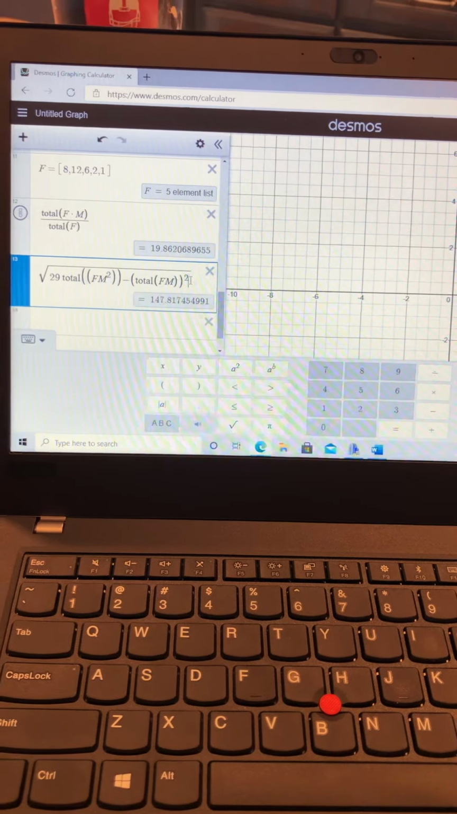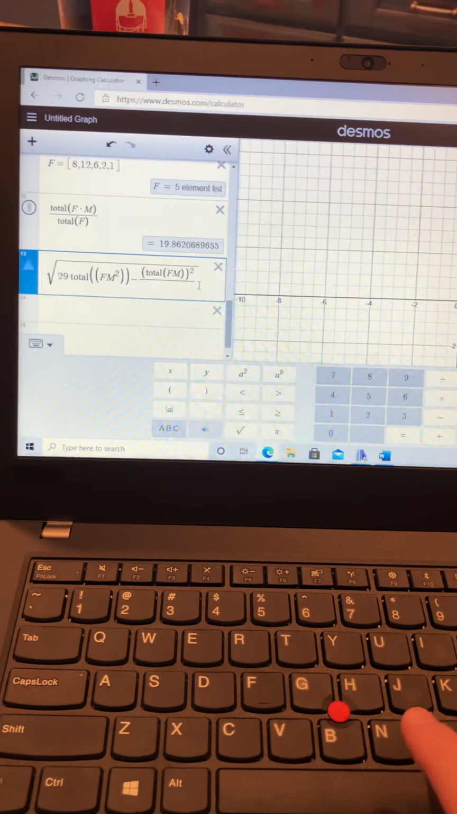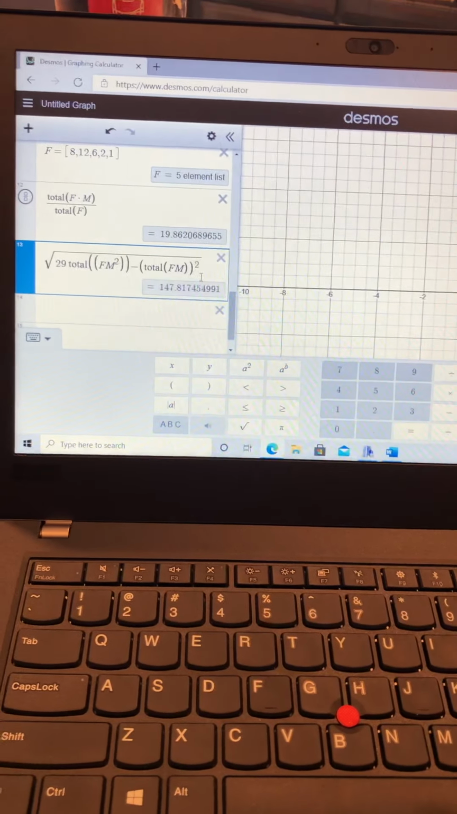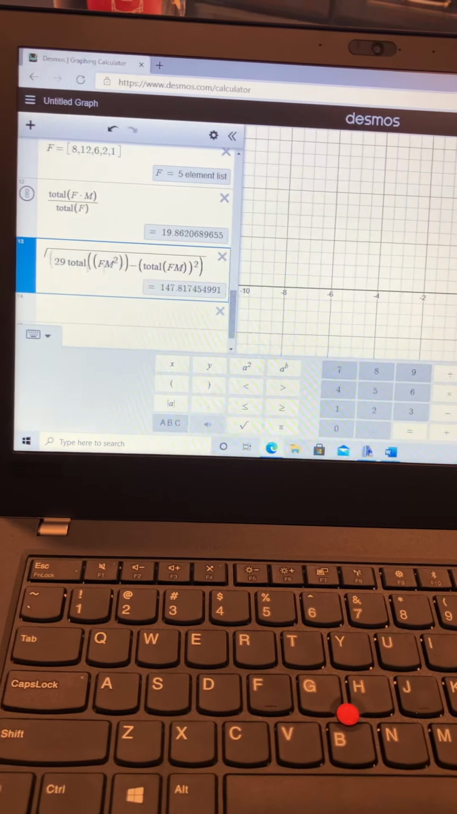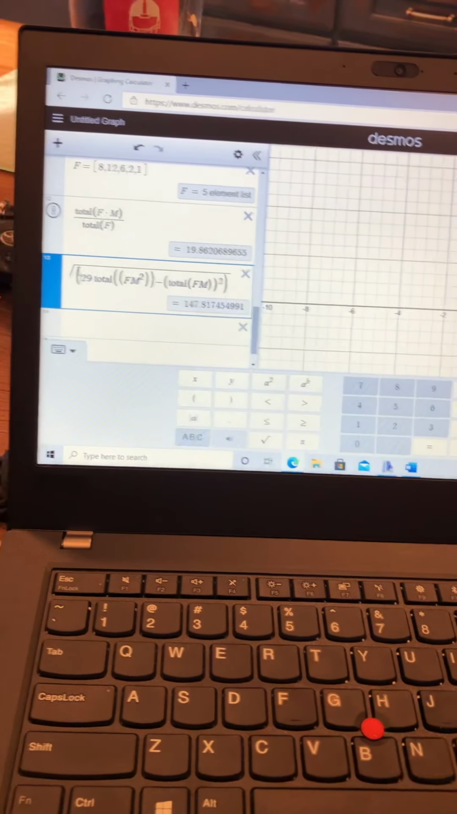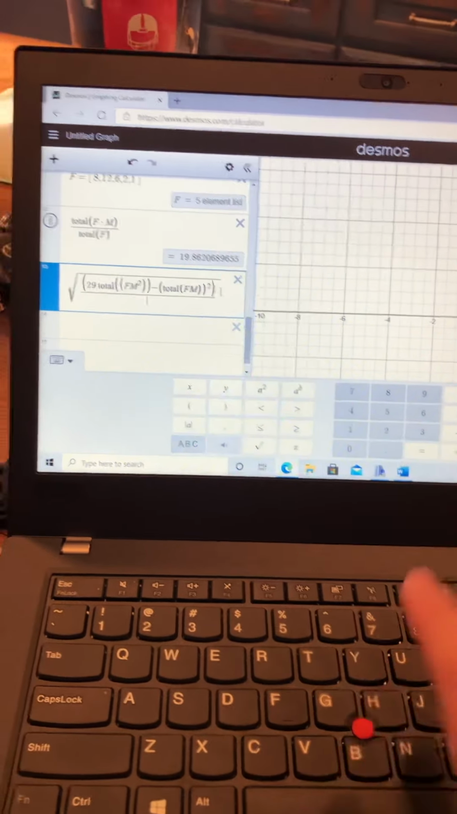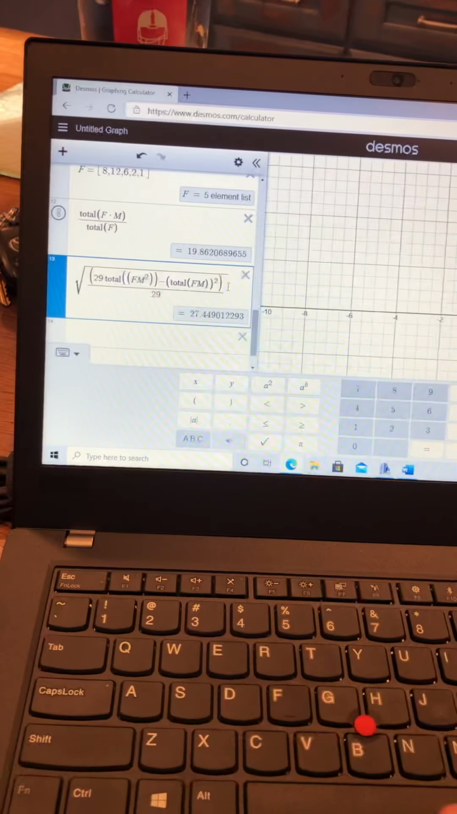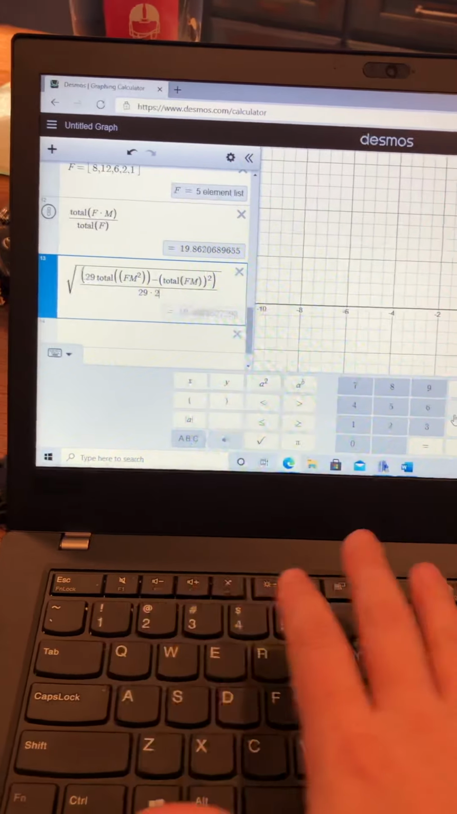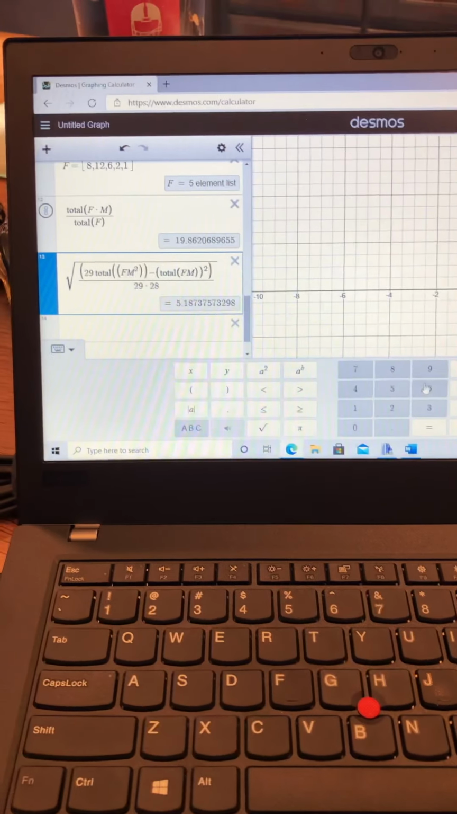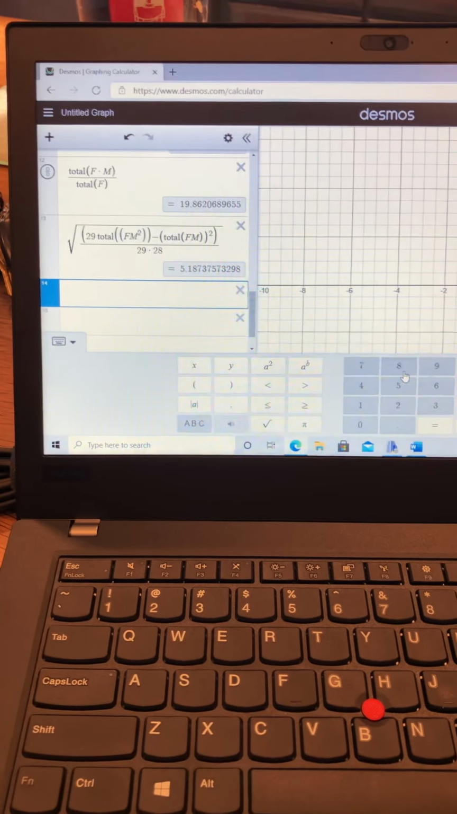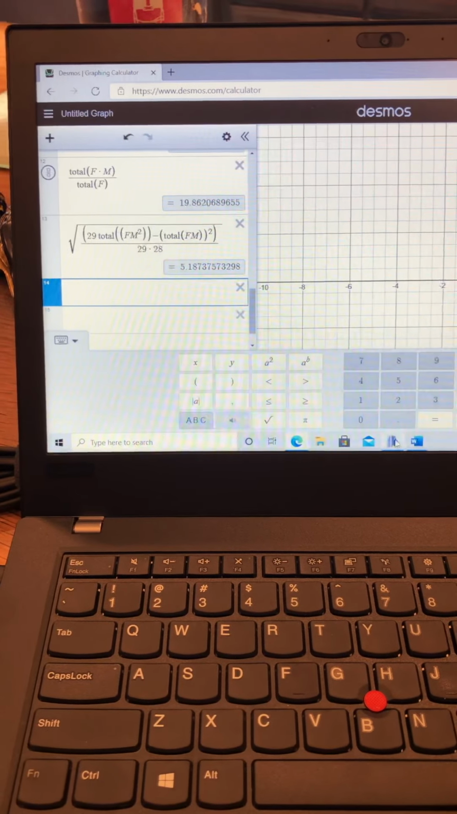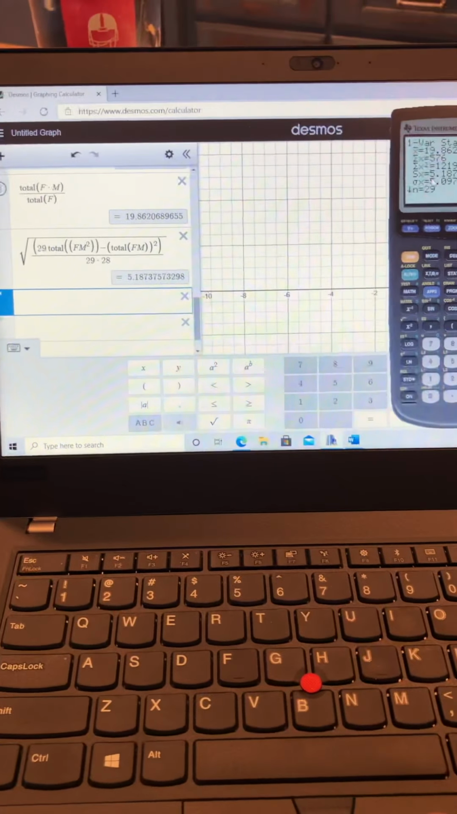And then I'm going to divide that. Oops, I need a parenthesis here and a parenthesis here so that all of it gets divided by n times n minus 1. So divided by 29 times 28. And hit enter. And it gives me 5.187.